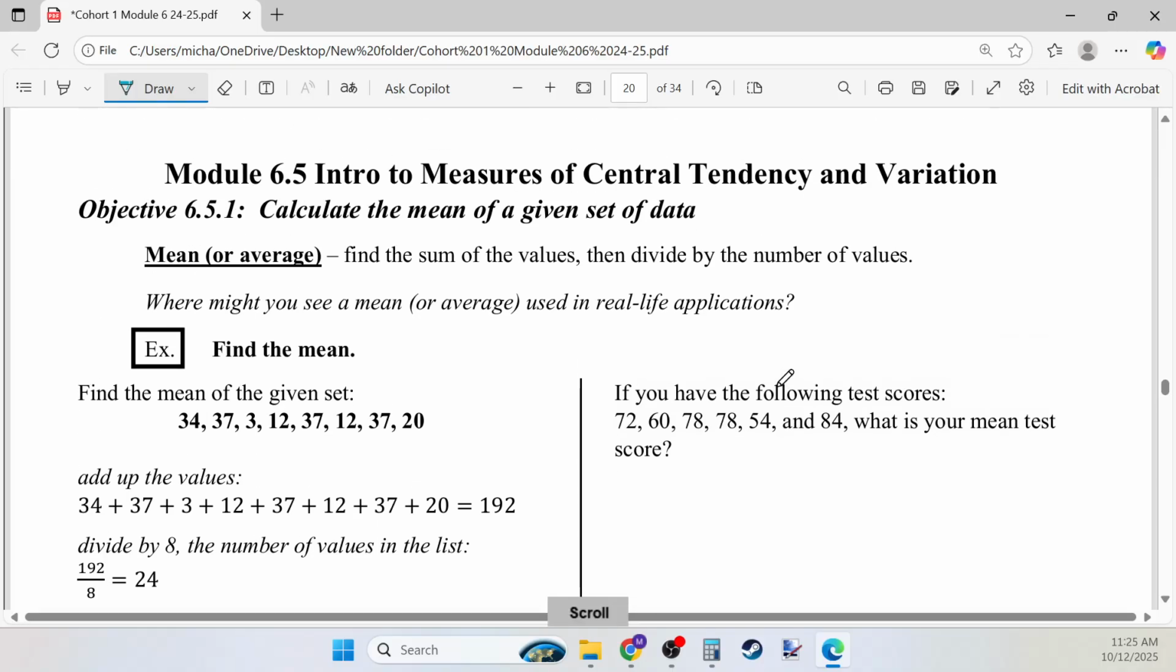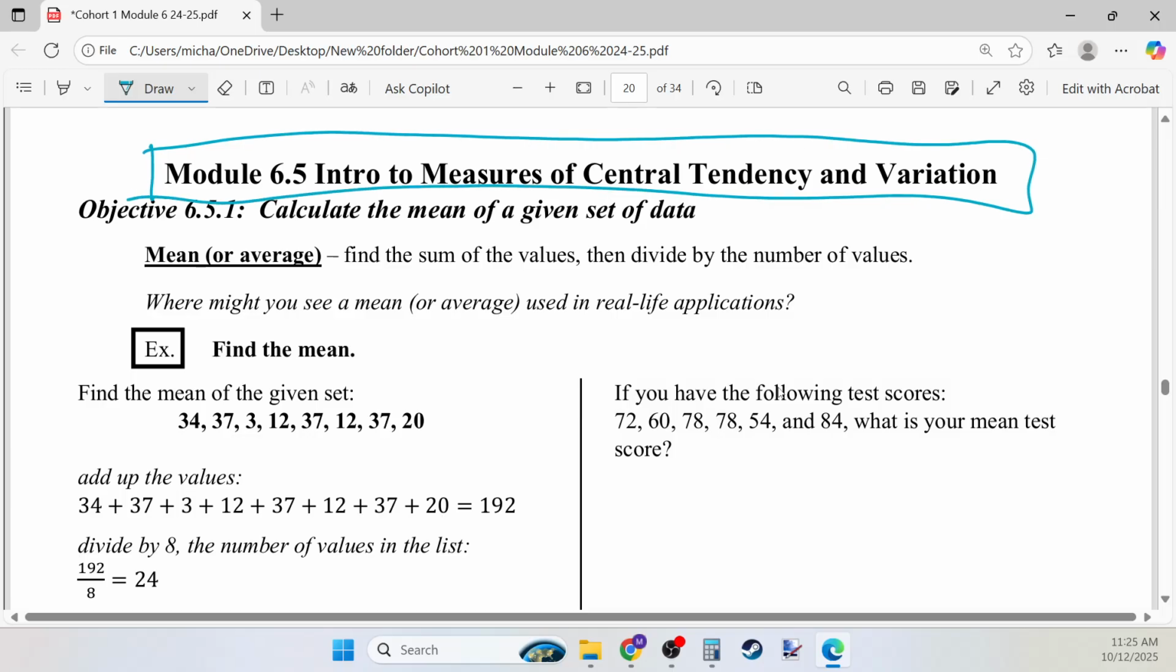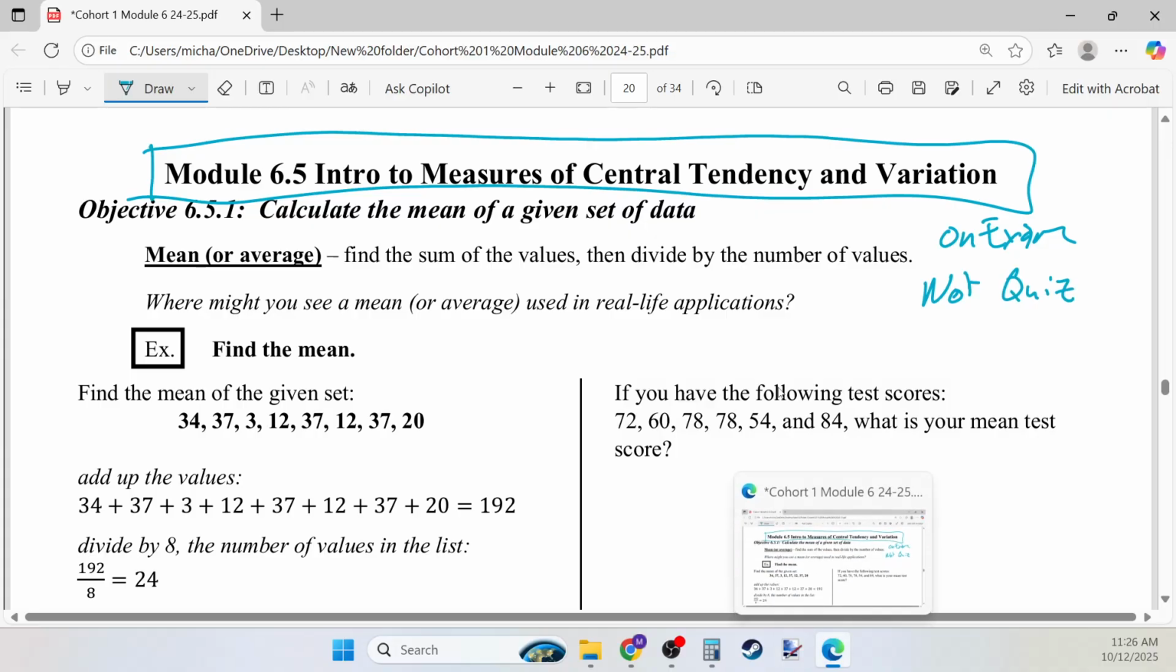Okay, there are 2 more sections, and so we will cut the video here. Measures of central tendency and variation. So this is the beginning of the stuff that will not be on the quiz. It will be on the exam, because on the exam you get a calculator, but it's not going to be on the quiz, because on the quiz you have no calculator.